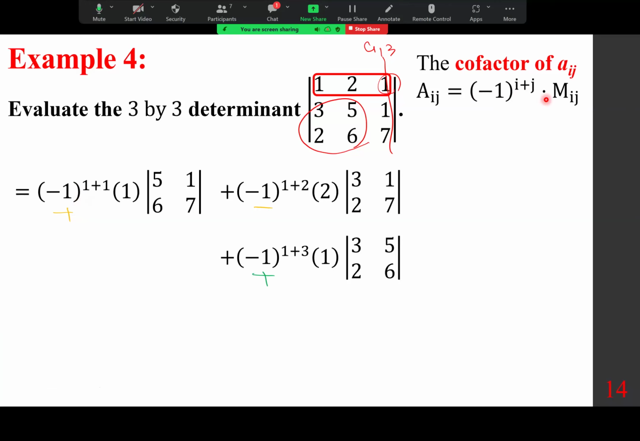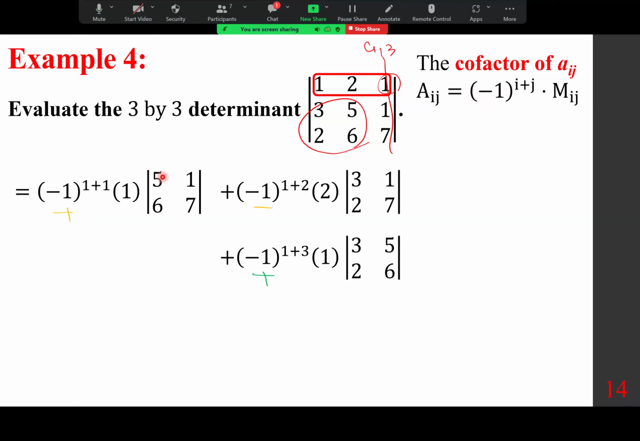The reason it's important to have that: if you have a huge matrix, a very large matrix, and you want to expand it with respect to a specific row or column because that has too many zeros, it makes life easier, and you don't have to alternate, you have to figure out the first one actually.